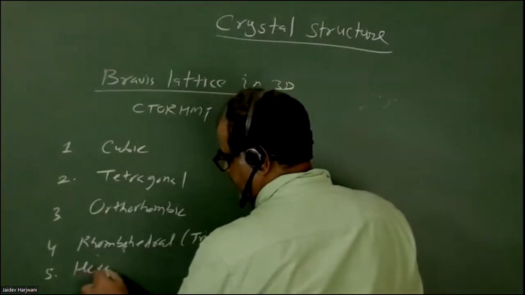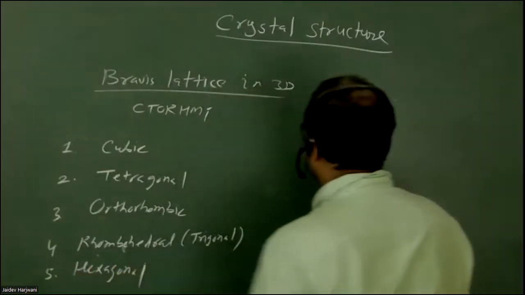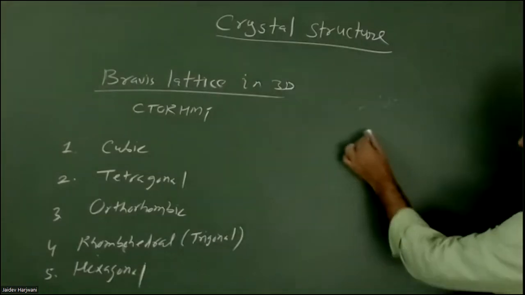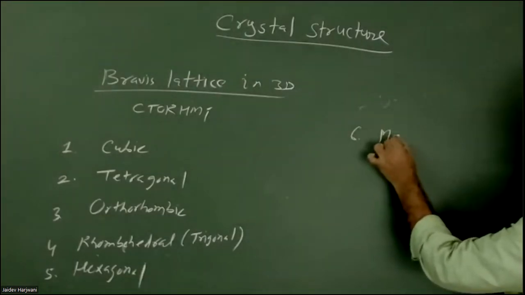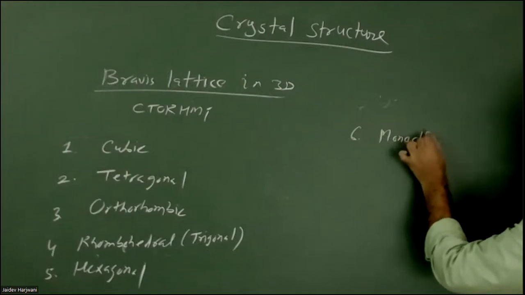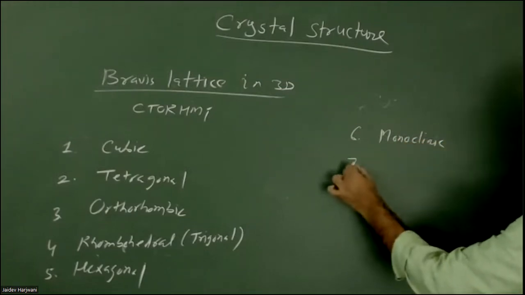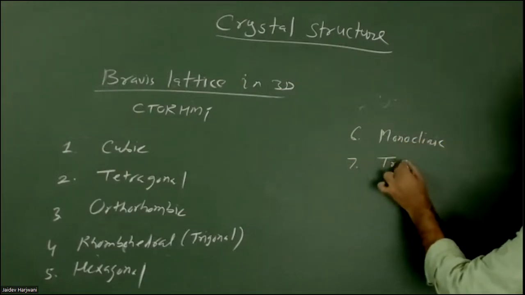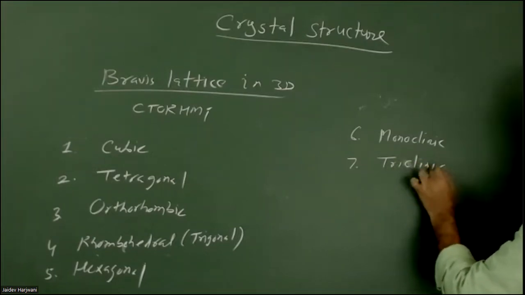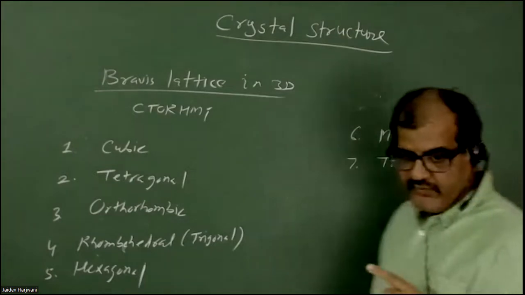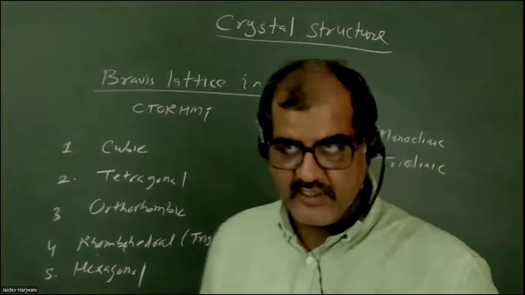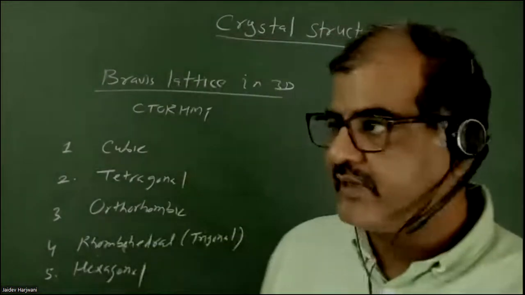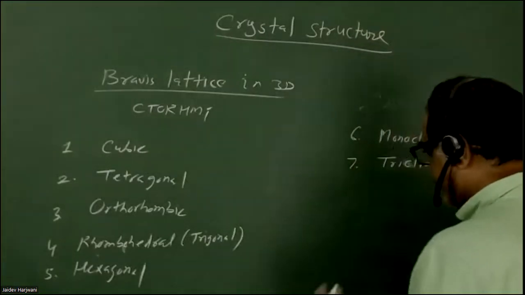The sixth we have is monoclinic, and the 7th is triclinic. Now, I told you in the last class that in 3D we have 4 types of unit cells.